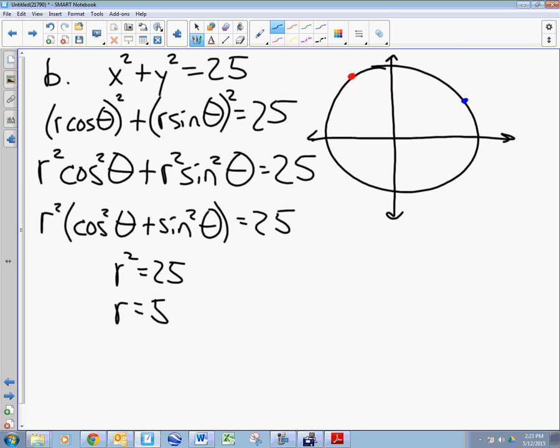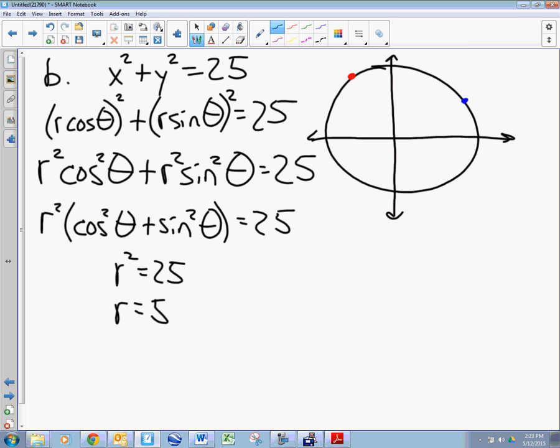Now, this graph, is it a function or is it not a function? It's not a function, it does not pass the vertical line test. Are we able to graph things that are not functions on your calculator? We are? How? Yeah, if we change it to polar form.